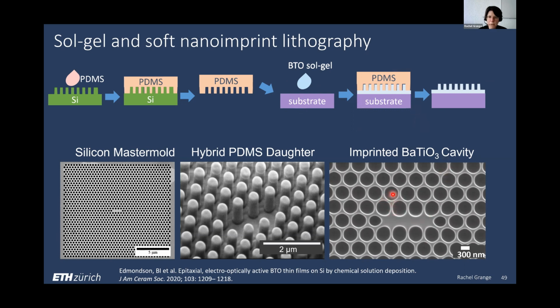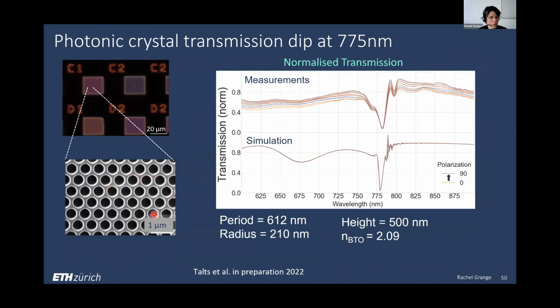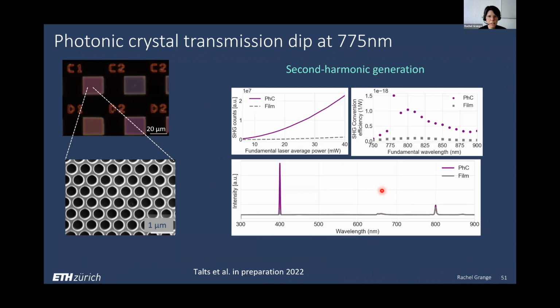And what we can do is very precise critical dimension. Here you see a 60 nanometer critical dimension of this L3 cavity in barium titanate. This is the master mold, this is the silicon mold, and the imprinted cavity. We also made some barium titanate photonic crystal, and here you see the dip of the photonic crystal. This is a transmission dip where we have a measurement of a perfect transmission dip at 775 nanometer, which is interesting also further for us for SPDC measurement.